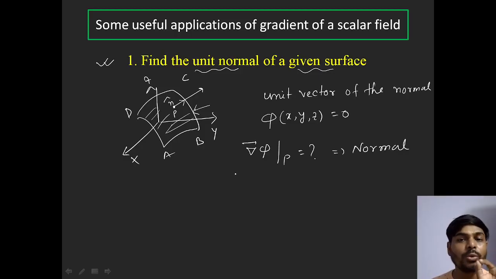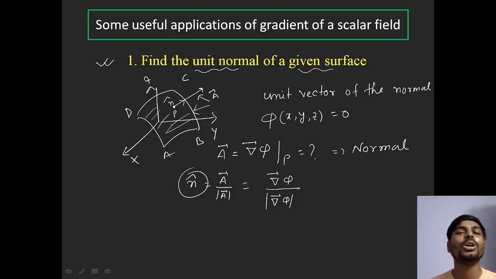But to find the unit normal, as you want, let's say this vector A is equal to the gradient of phi at that point. How could you find the unit vector of this vector A? It is nothing but A vector divided by the magnitude of A vector. So whatever you find as the gradient of phi at the point P, divided by the magnitude of the gradient of phi at the point P, gives you the unit vector along this direction.